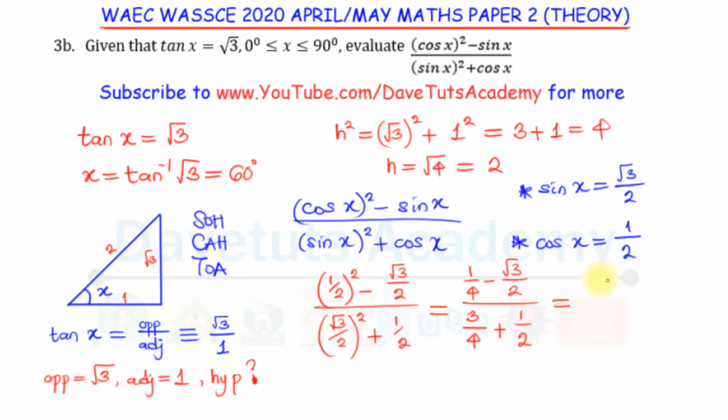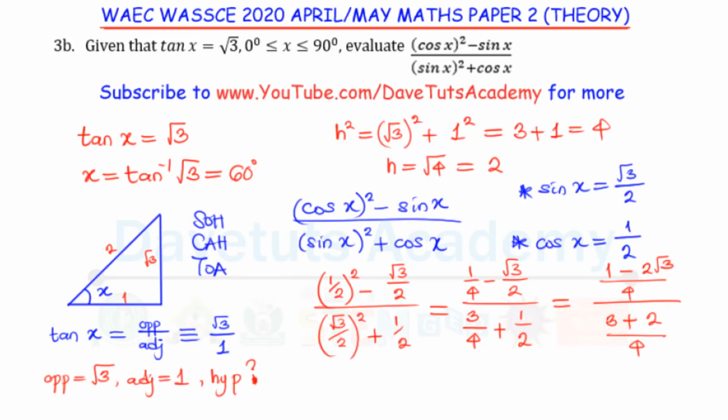So if we want to solve this, for the numerator, we can find the LCM to be 4. And here, 4 divided by 4 is 1. 1 times 1 here will be 1. Then this negative sign, minus 4 divided by 2 is 2. 2 times root 3 will be 2 root 3. Over here, we also have 4 as the denominator. Then 4 divided by 4 is 1. 1 times 3, that is 3. Plus 4 divided by 2 is 2. 2 times 1, that is 2.